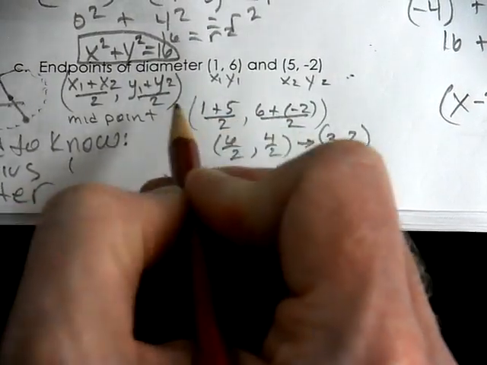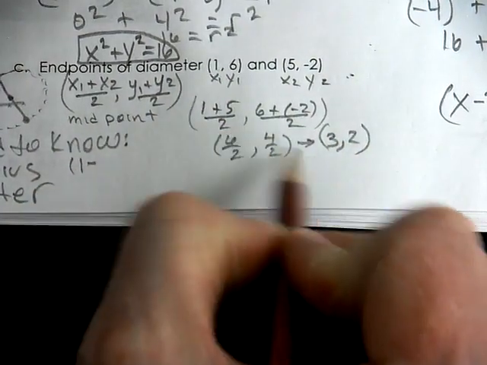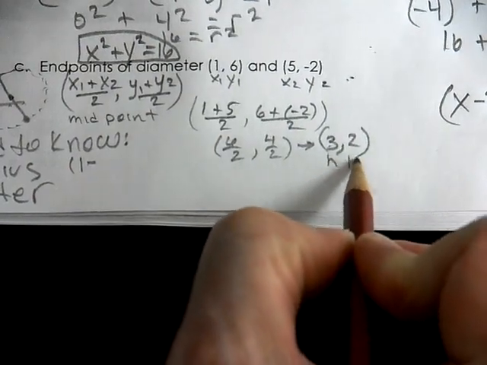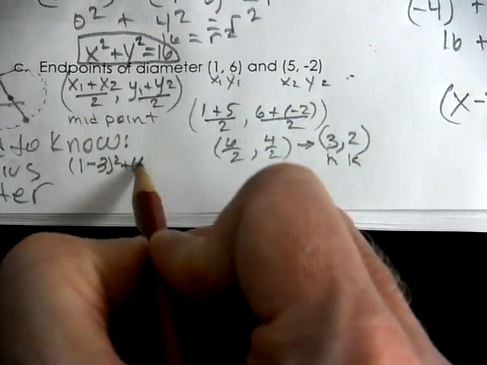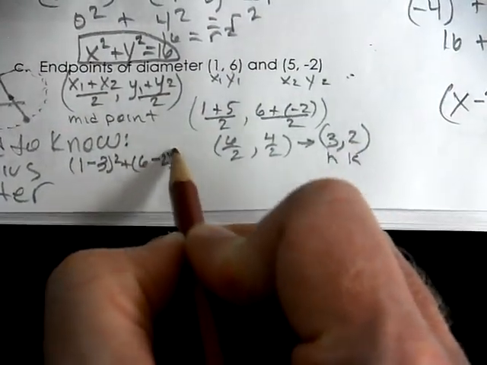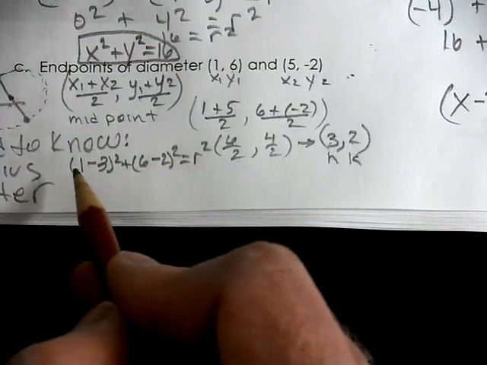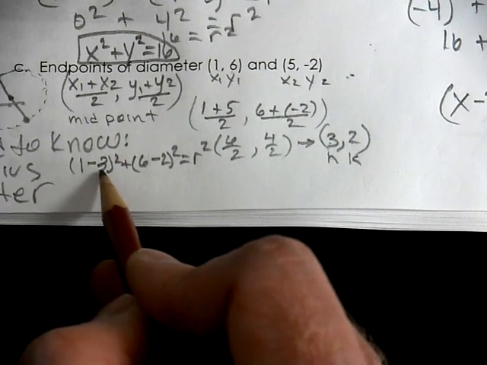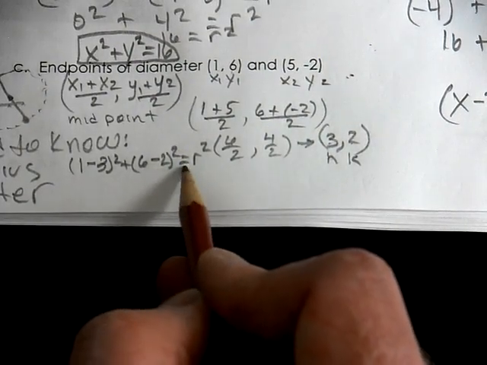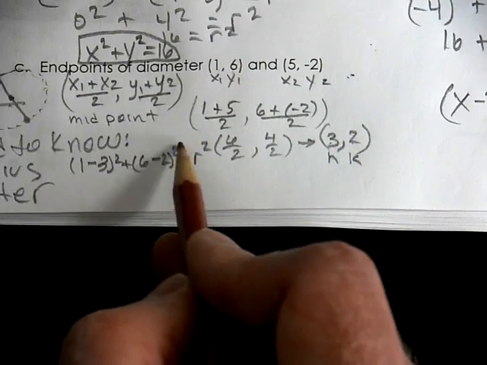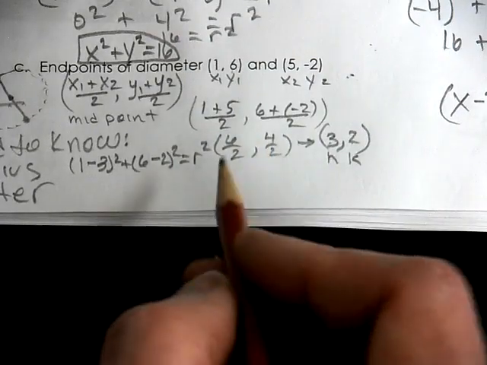So we're going to do a point. We'll call that 1 minus our h and k. This is our center. So 1 minus 3 squared plus 6 minus 2 squared. That gives us r squared. This is just the distance formula. x2 minus x1 quantity squared plus y2 minus y1 quantity squared equals the distance. We take the square root of this, but we've squared both sides, so now the radius is squared.